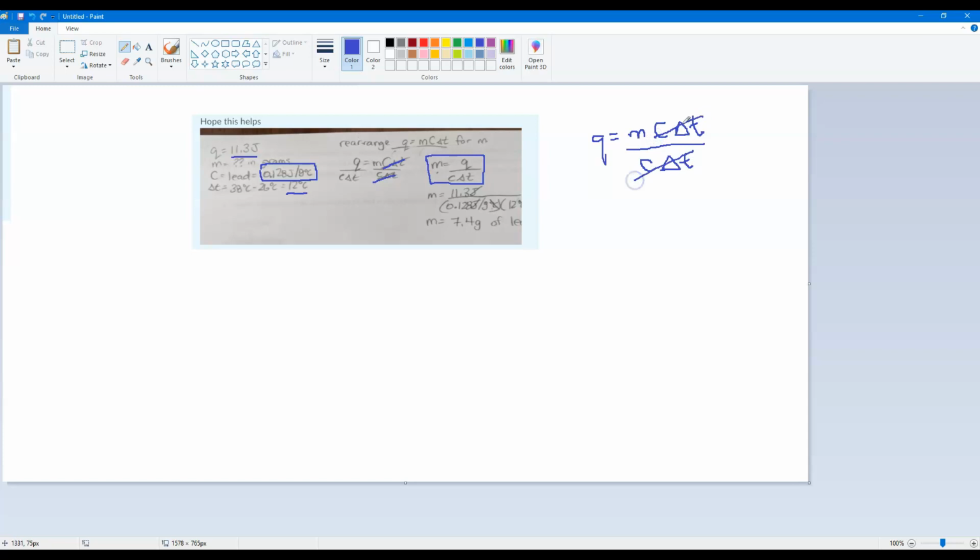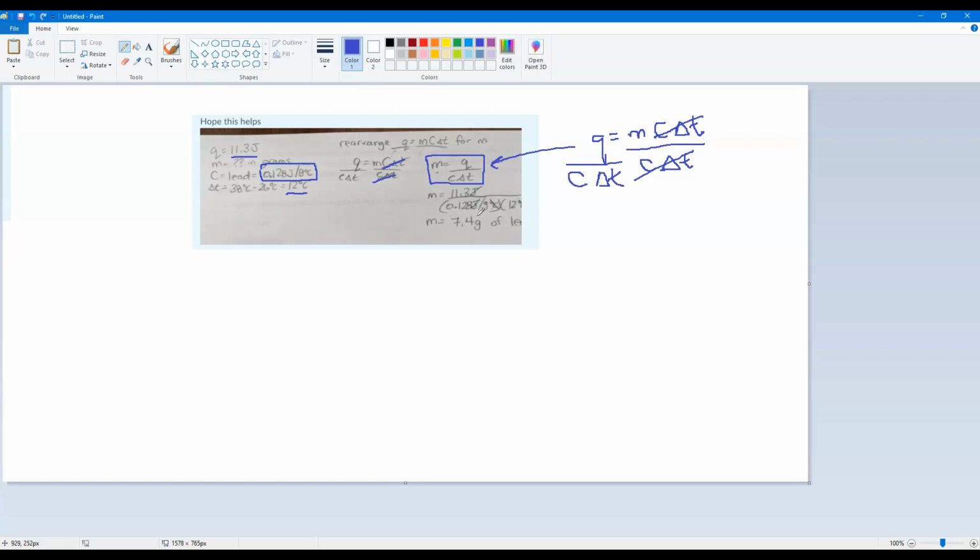Those cancel out because whenever you divide something by itself, it equals 1. But whatever you do to this side, you are also going to want to do to this side. So we're going to have heat in joules divided by heat capacity times the change in temperature, and that's what mass is going to be equal to. So that's where we get this one right here. It's a little bit of algebra, a little bit of rearranging equations that goes into these formulas.